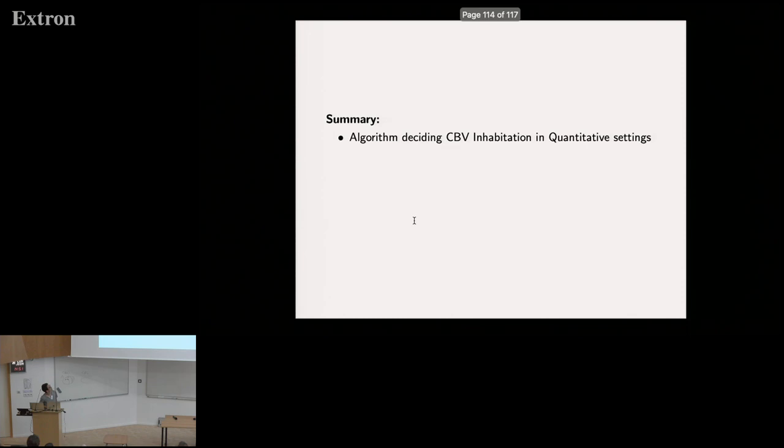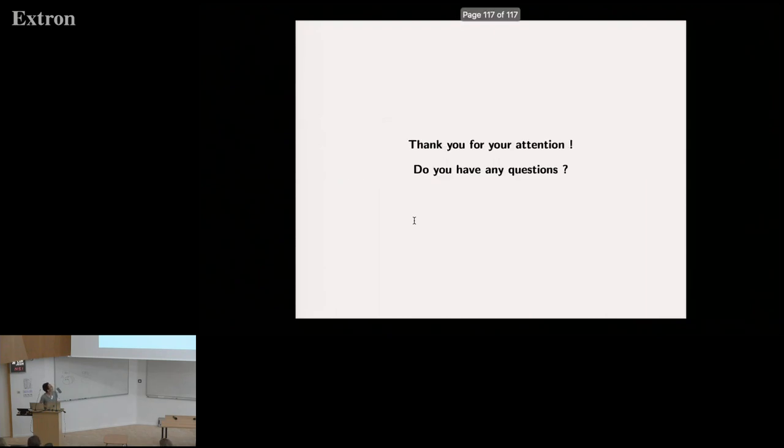So to summarize, we have an algorithm deciding inhabitation for quantitative settings, which gives us a basis which is spanning the whole solution set. And of course, we have an implementation, because theoretically, the complexity is absolutely awful, but in practice, it depends on the depth and the size of the types, which are pretty small, so it works very, very well. And that's it, and thank you very much. Thanks.